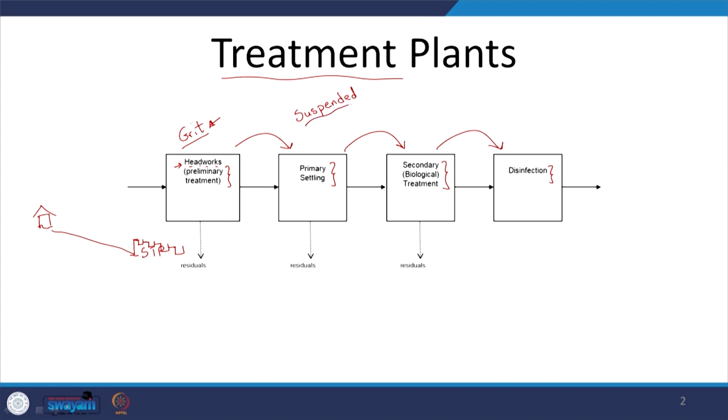Here we are going to remove the suspended particles, primary treatment. And in secondary, which we refer to as biological treatment, we are going to remove the dissolved organics. Mostly the focus is on dissolved organics. In disinfection, what is it that we are trying to take care of? The pathogens, yes. So, that is what we have.